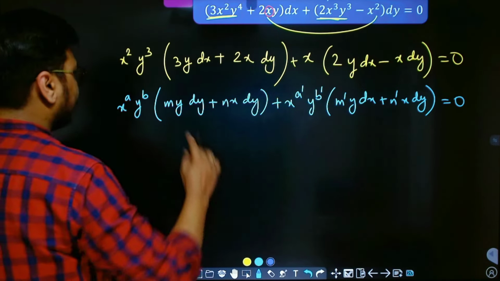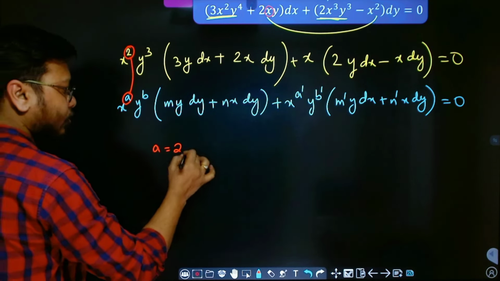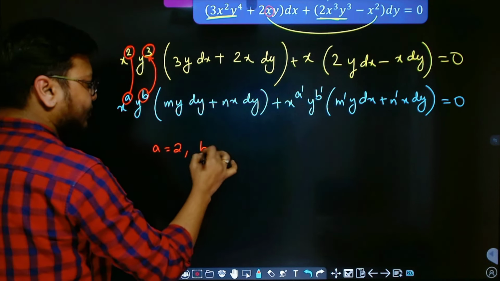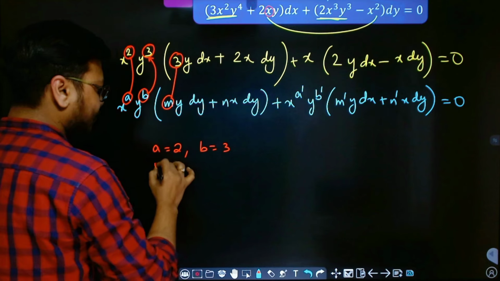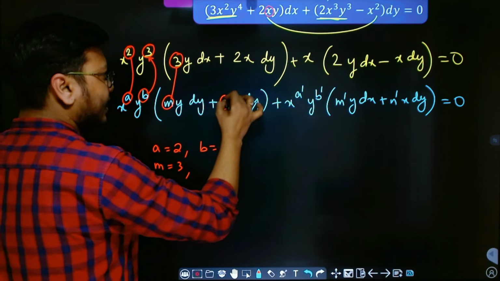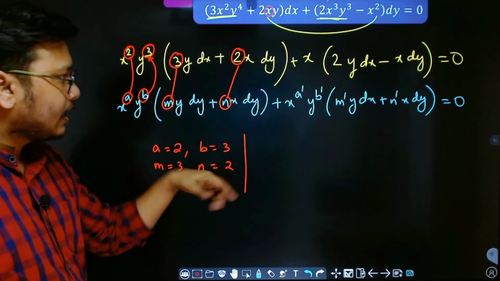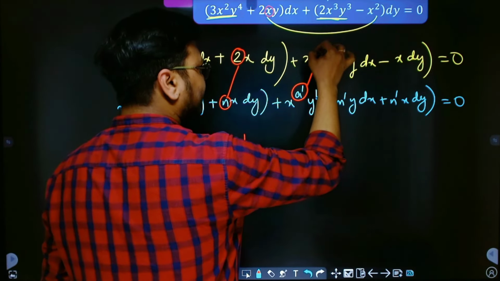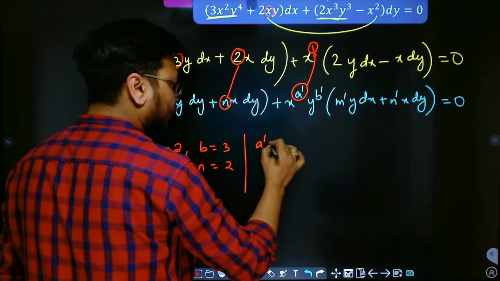So if I compare, I can see a is the same as 2, right? So a value is 2. B is the same as 3. So b is 3. M is 3, right? So m is 3. N is 2. So n is 2. We have got the first set of values. Now coming to the next part, a dash. A dash is how much? A dash is x power. Nothing is there. That means 1. So that means a dash is 1.